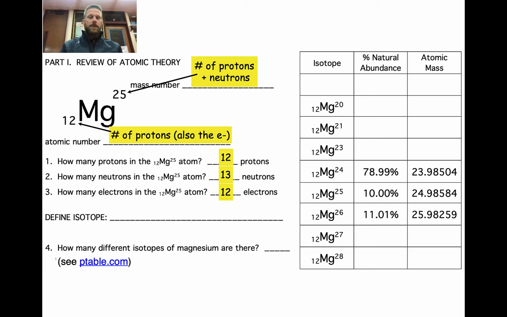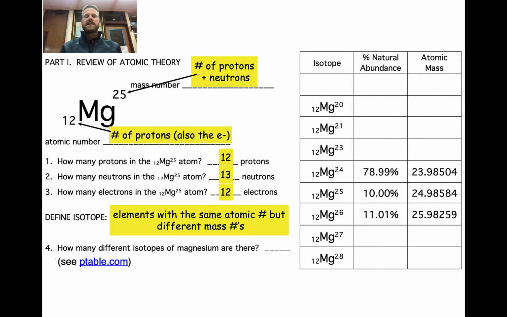Now this magnesium atom is just one of many isotopes of magnesium. Remember, isotopes are atoms of an element that have the same atomic number but different mass numbers. Any atom that has 12 protons is an atom of magnesium, but those atoms of magnesium could have different numbers of neutrons. That would give them a different mass number. So atoms with the same number of protons but different numbers of neutrons are isotopes of each other. I've listed a few of the isotopes of magnesium here in this table.